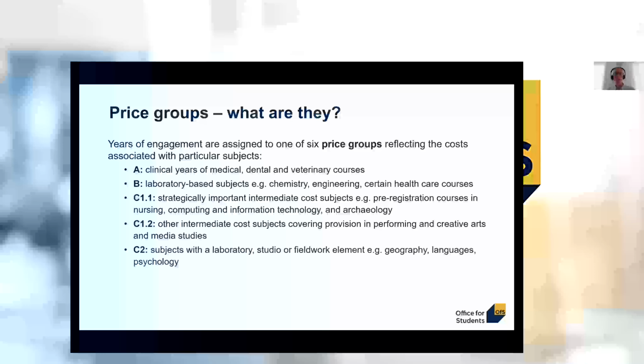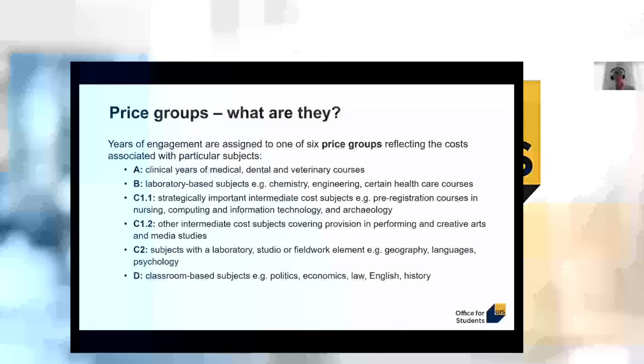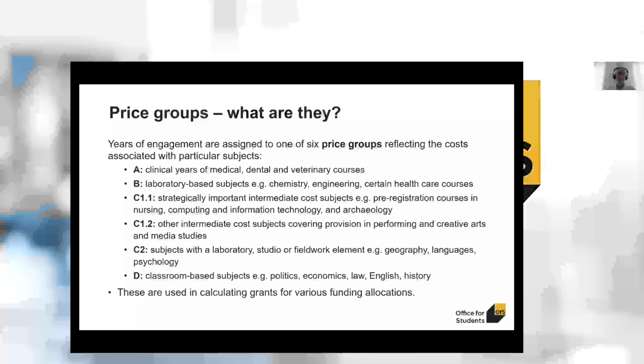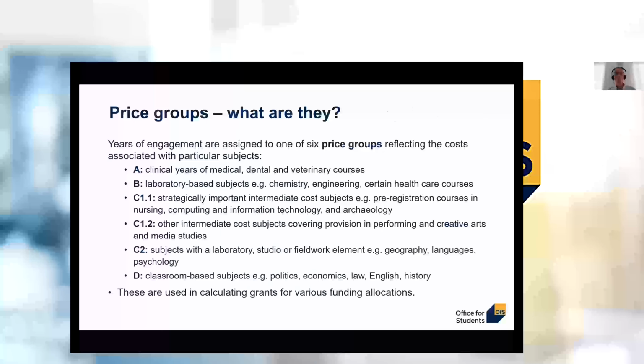Price group C2 is for other subjects with a laboratory, a studio, or fieldwork element of some kind, and this might include things like geography, languages, psychology, as you can see here. And that leaves price group D, largely classroom-based subjects. Again, I've got a few examples there, but you get the idea. And these are used in calculating grants for various funding allocations.